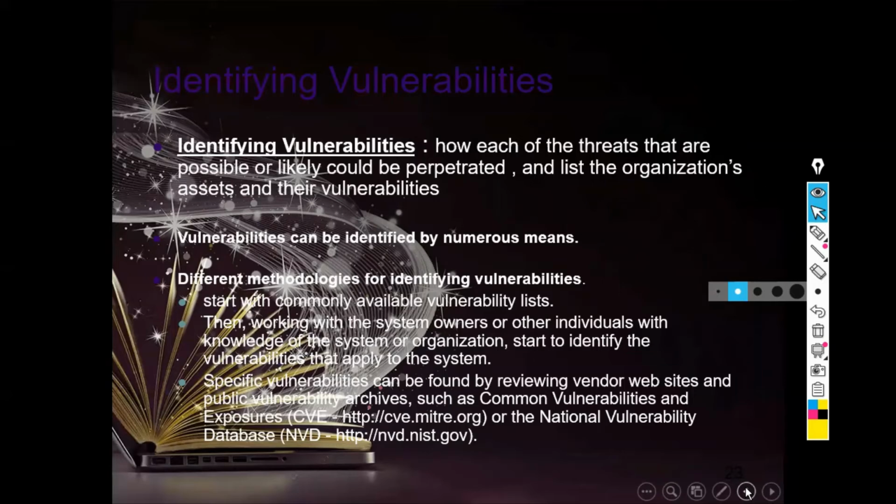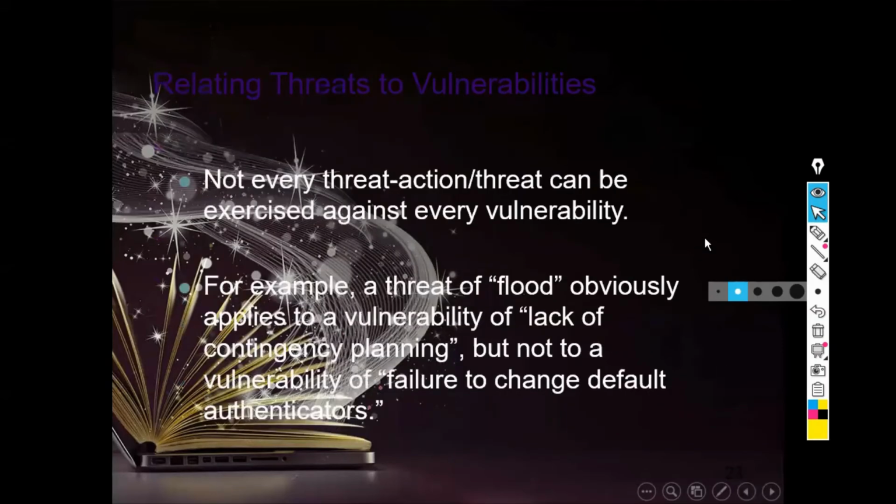Vulnerability can be identified in numerous ways. Vulnerabilities can be identified by doing a vulnerability scan. Some of the commonly identified vulnerabilities are given in the ISO 27005 standard. Certain vulnerabilities are common in each and every organization. A specific vulnerability can be found by using various tools and techniques. Like, we can have various tools for identifying vulnerabilities in the system.